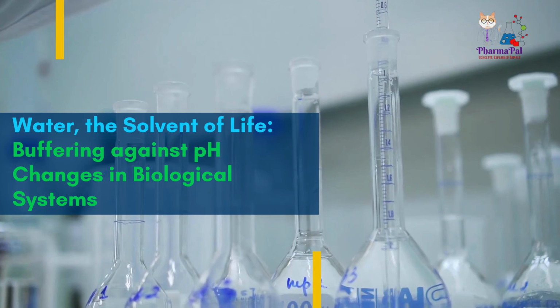When weak acids or bases are present in biological systems, they act as buffers, resisting changes in pH when small amounts of acid or base are added. This buffering action is crucial for maintaining the optimal pH required for various cellular processes.